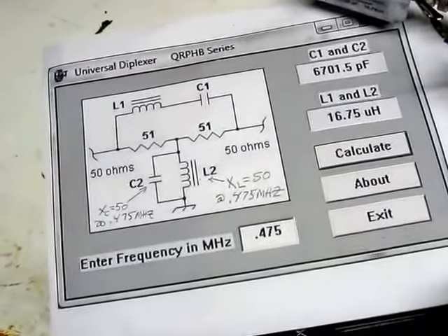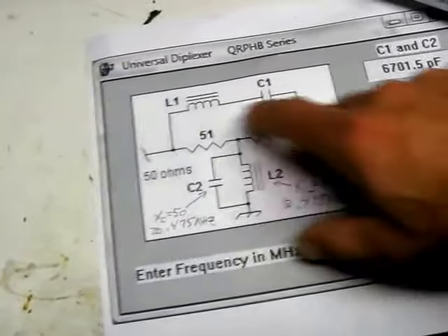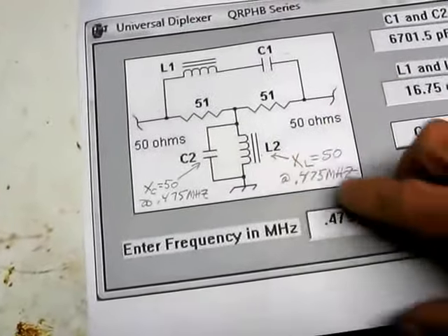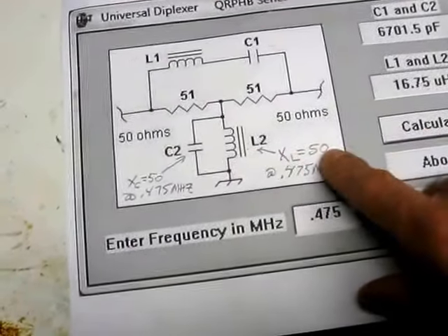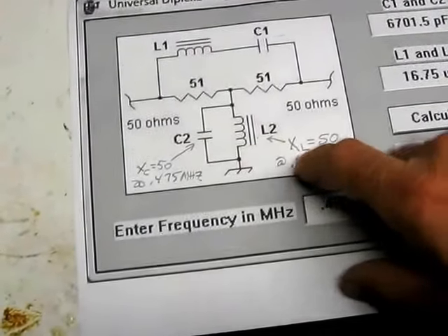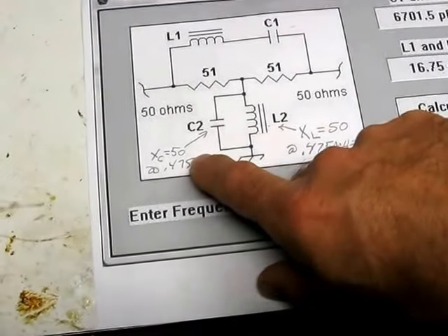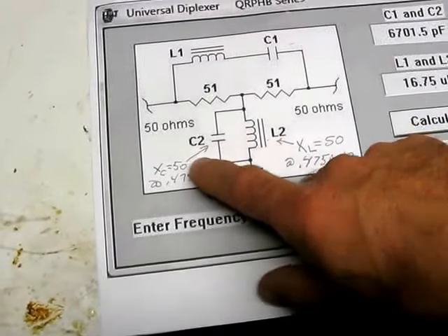Anyway, the neat thing to remember about this is when you design one of these things, there's no magic tricks here. L is 50 ohms of inductive reactance at the design frequency, and C is 50 ohms of capacitive reactance at the design frequency, and they all kind of match out.